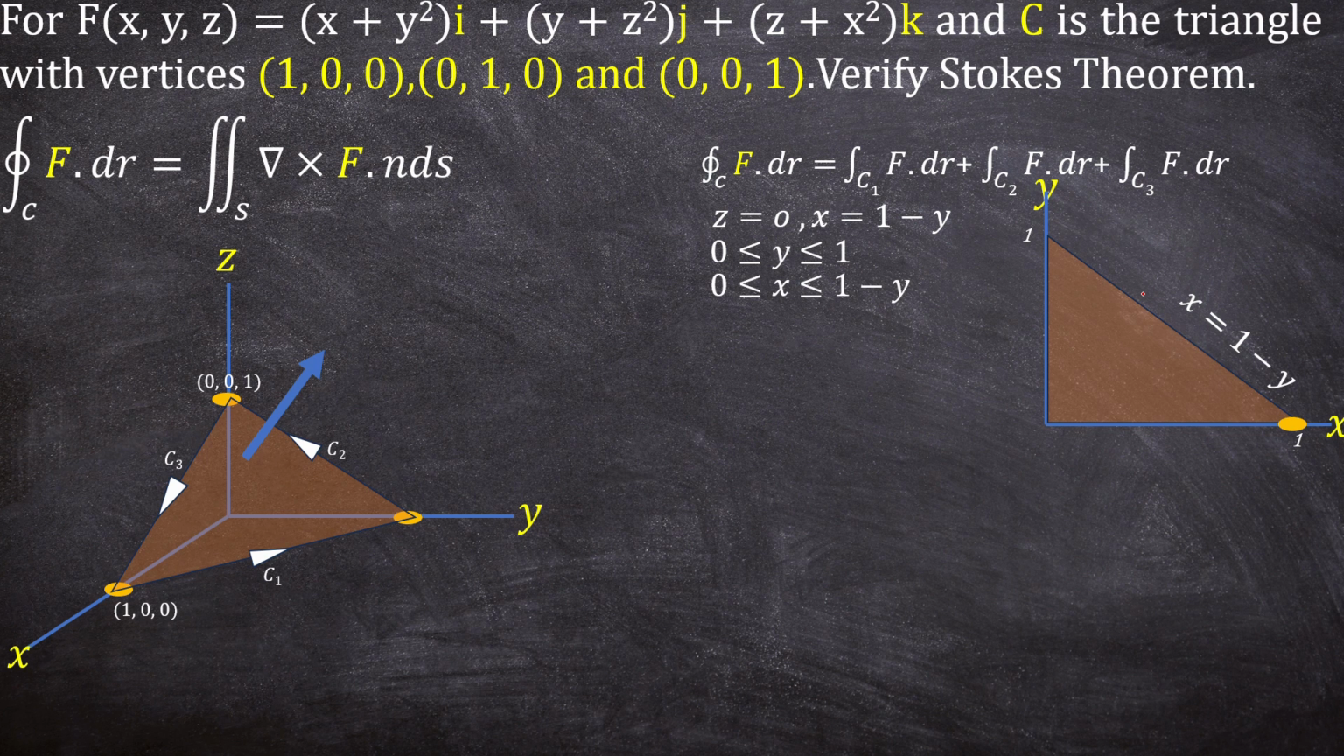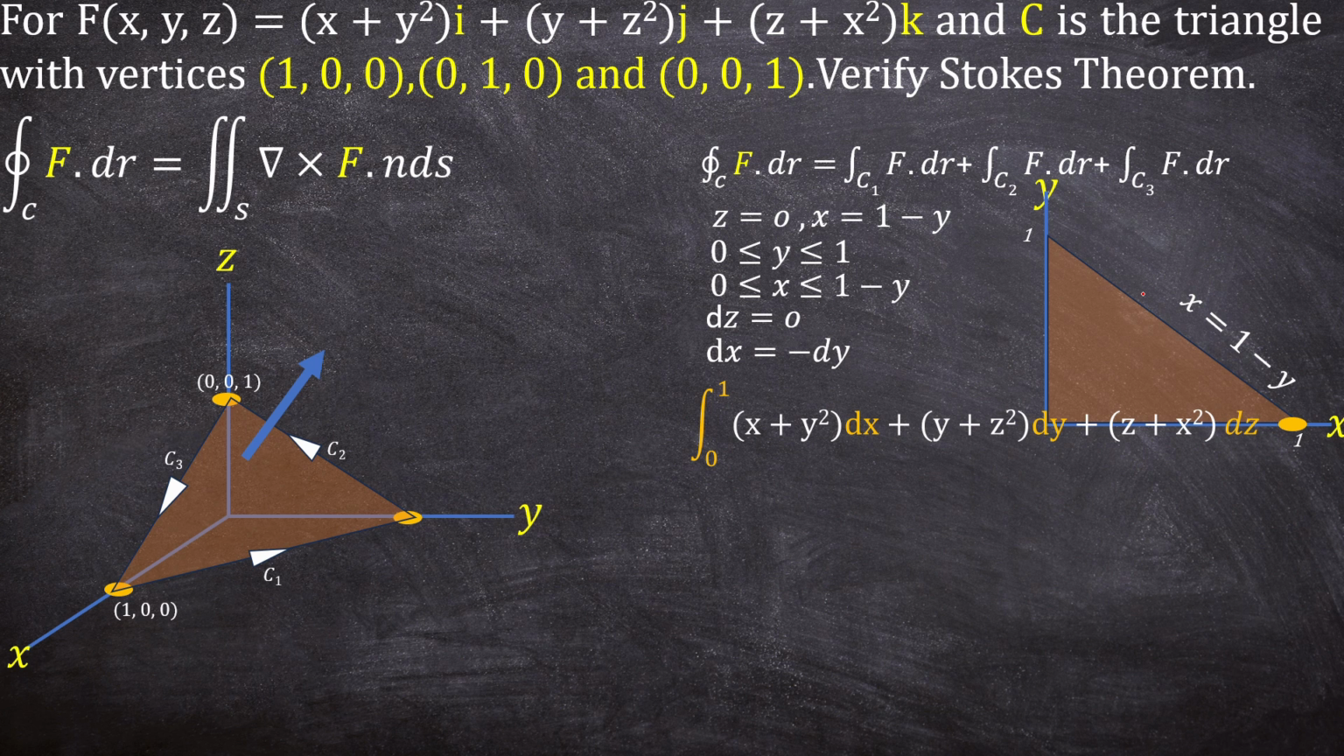Let's differentiate z with respect to x, so we're going to have dz/dx equal to 0. And let's differentiate y with respect to x, so we're going to have dx equal to negative dy. Now let's write our integral problem. It's going to be (x plus y squared) dx, (y plus z squared) dy, and (z plus x squared) dz. Remember, i is dx, j is dy, and k is dz.